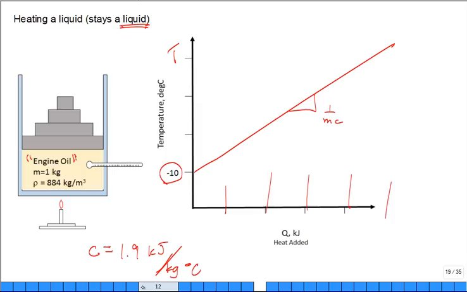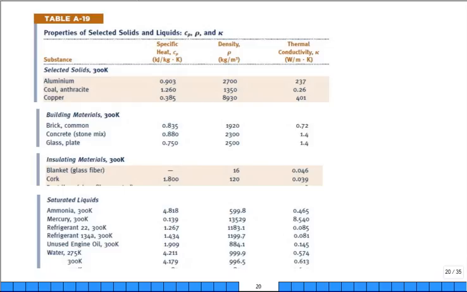But a lot of liquids and solids stay liquids, they stay solids. We're not changing their phase. If you want to do energy calcs with them, you would go to this table, A19. I am overloaded with tables, Professor. Yeah, I know it. But here it is, selected, not all the liquids and solids in the world, giving you C sub P, rho, and K, thermal conductivity, kappa.